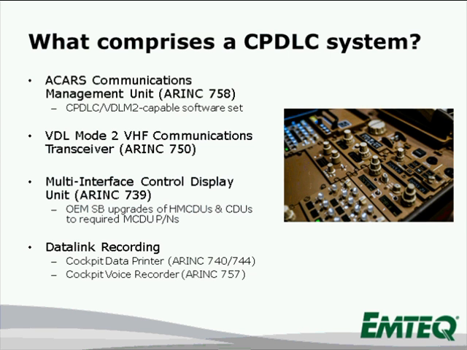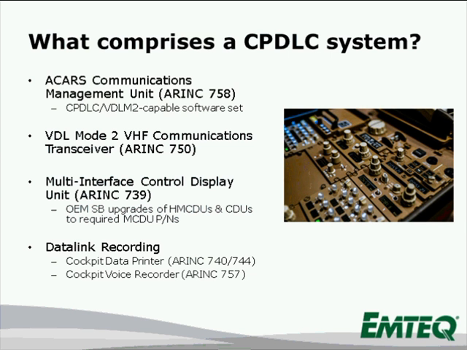For CPDLC being data or text-based, you have to have a VHF Datalink Mode 2 communications transceiver, and there are several options on the market available for that. Additionally, you need a control display unit in the cockpit so that the messages can be received and read by the crew, and responses can be sent back to the air traffic control unit. There are several OEM service bulletin upgrades available for MCDUs, and additionally, we'll show you that there are also some smaller, more economical units that can be used to serve the same purpose.